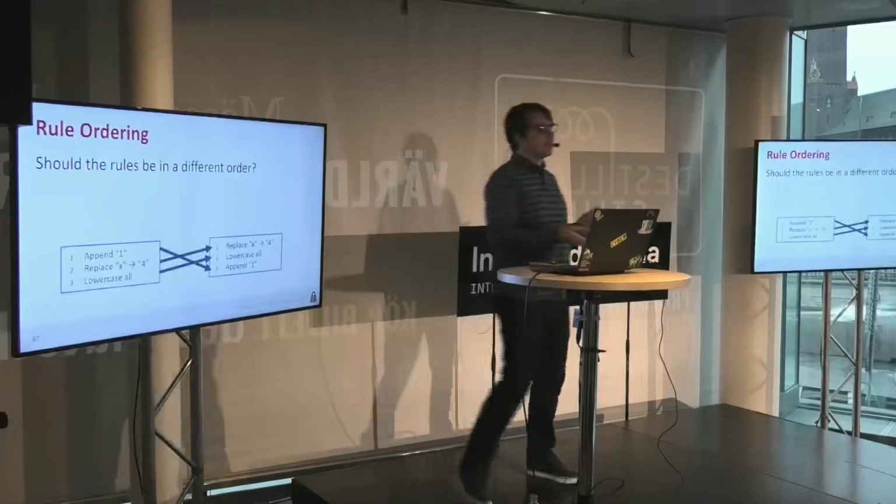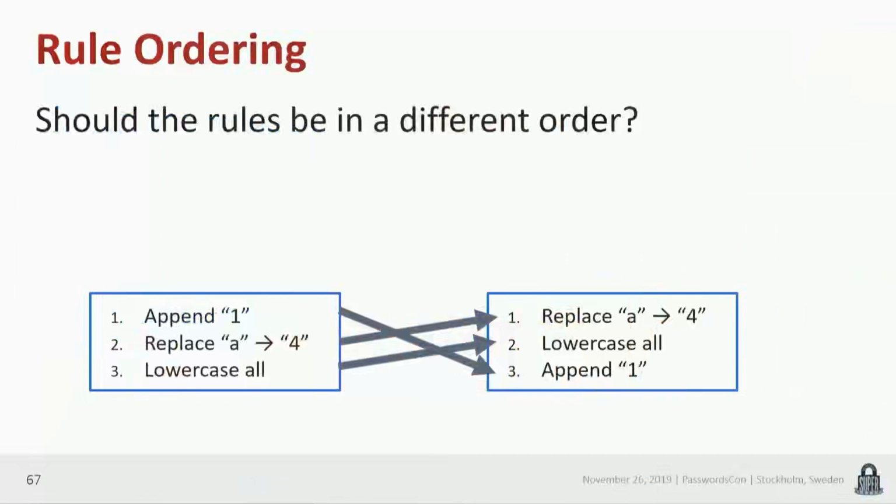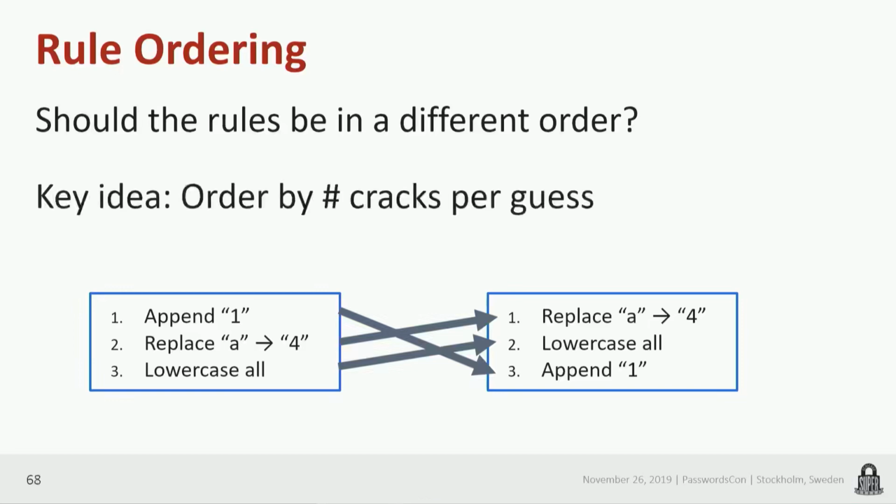Reordering the rule list asks, should the rules be in a different order? Of course, this isn't going to change what's guessed. It's just going to change how quickly in the attack things are guessed. And you might use that information you're getting more quickly to adjust what you're doing. You could imagine situations where you adapt your attack if you guess more quickly. The key idea, and this goes again to prior work from, in fact, PasswordsCon, is you can reorder the rules based on the ratio of the number of successful guesses to how many guesses it's making. So it's basically the success ratio.